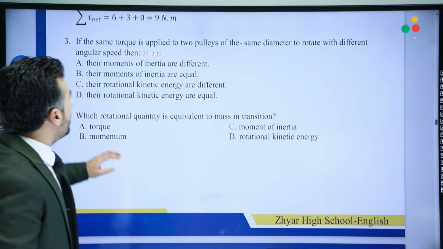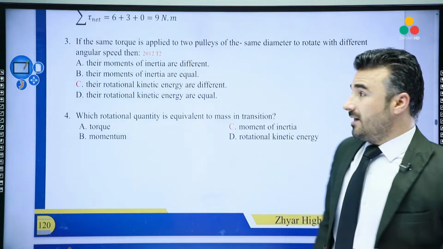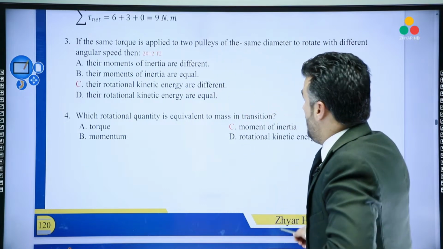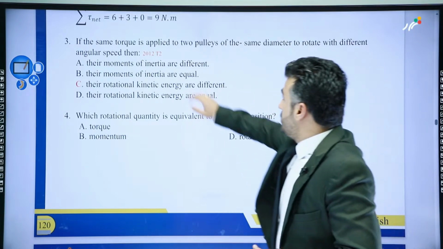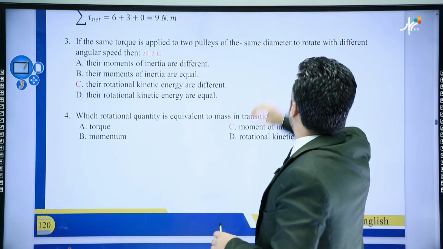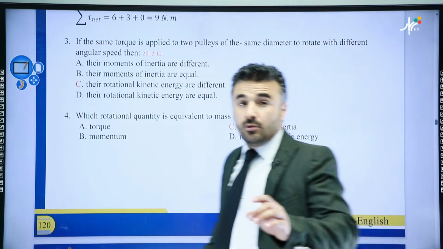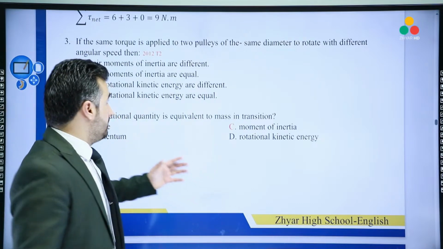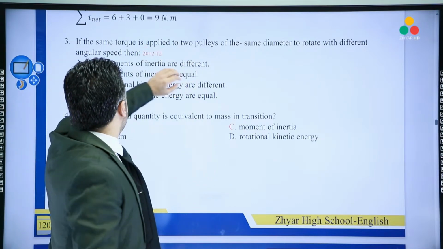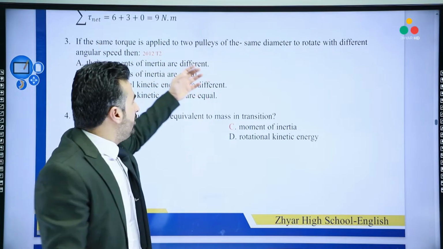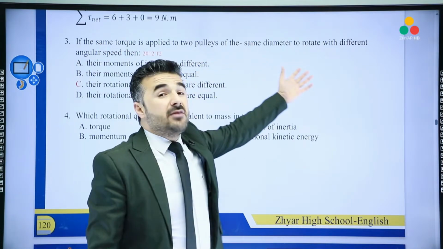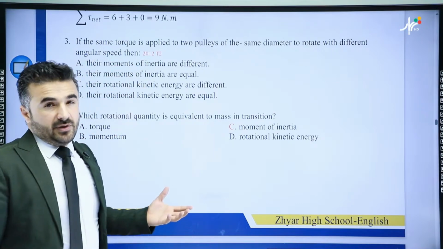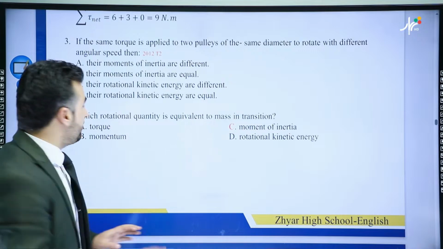It says, if the same torque is applied to 2 pulleys here. And this question came in 2012 as well. The same torque is applied to 2 pulleys of the same diameter to rotate with different angular speed. So what is the information here? We have 2 pulleys with the same torque applied, and the 2 pulleys have the same diameter, but with different angular speed.